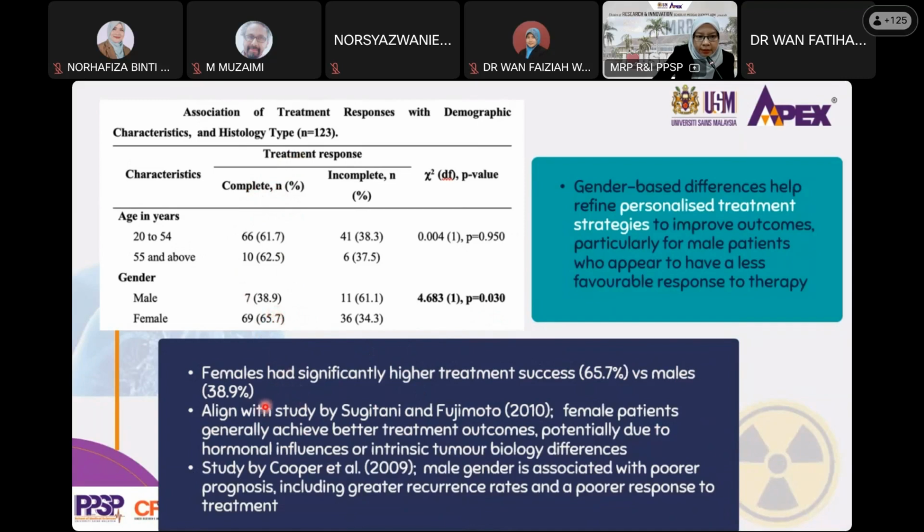So this finding aligns with the studies by Sugitani and Fujimoto, and also the study by Cooper. The study by Cooper mentioned that male gender is associated with poorer prognosis, including greater recurrence rates and a poorer response to treatment. So based on this finding, this gender-based difference helps us to personalize treatment strategies, mainly for male patients.